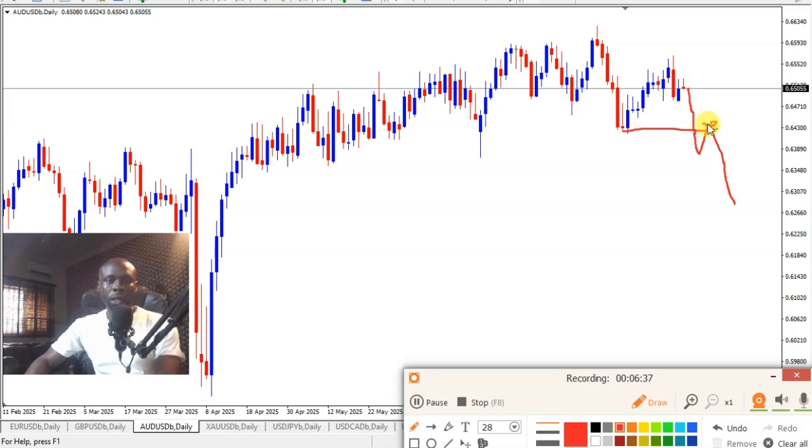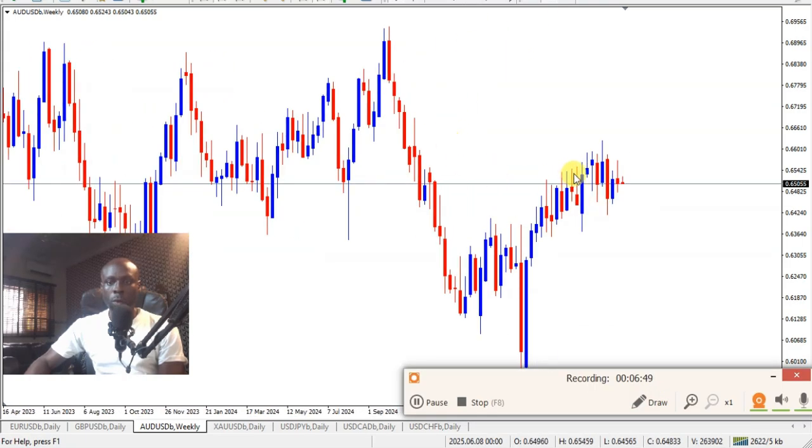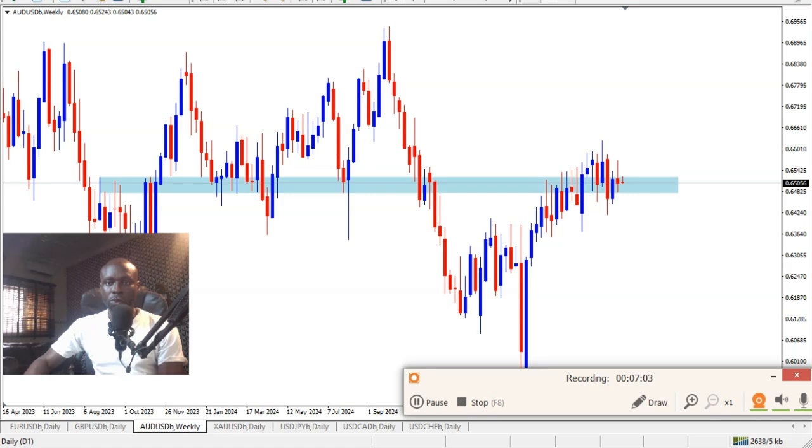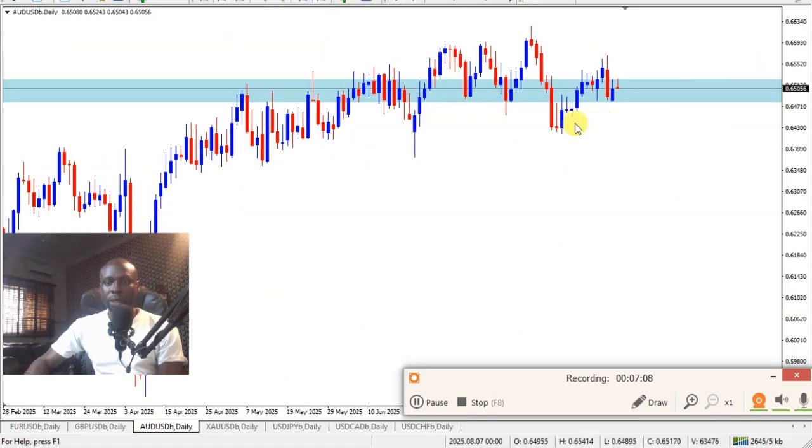So let's look at the weekly chart of the Australia USD. On my weekly chart, you can see that price closed on the weekly resistance level. These levels are all resistance levels on the weekly chart. So as long as we have price on this resistance level, we expect more sell opportunity for the Australia USD this coming week. Just that our structure on the daily chart still does not support the sell opportunity on the Australia USD.